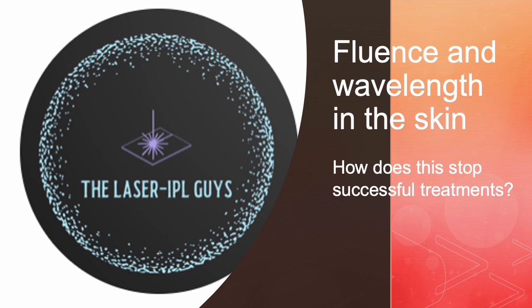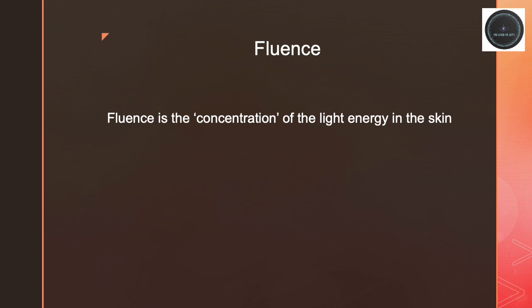In this video, I'm going to talk about fluence in the skin and how it varies with wavelength and why this may stop treatments from being successful. So the fluence is essentially the concentration of any light energy on the skin surface and within the skin. However, it changes with depth as you go deeper.